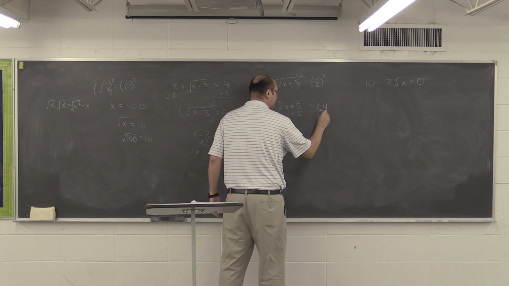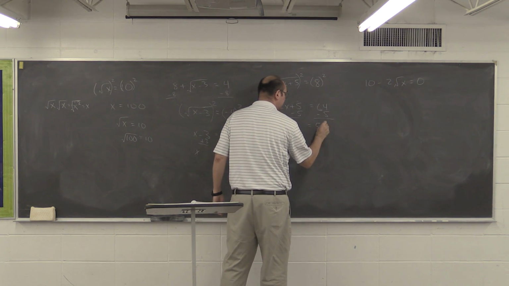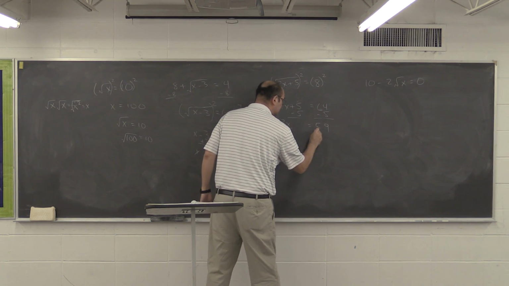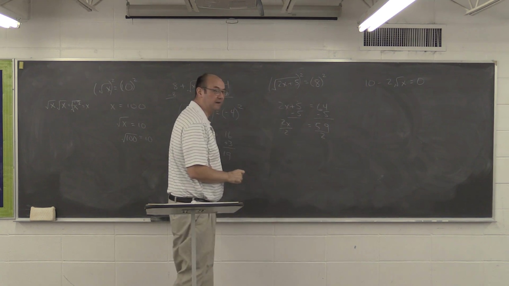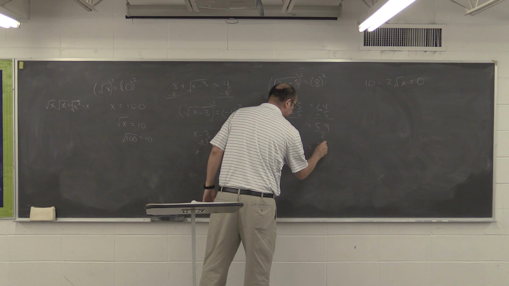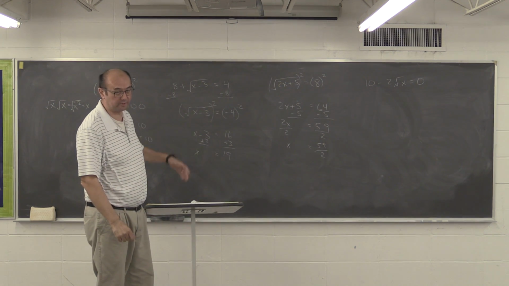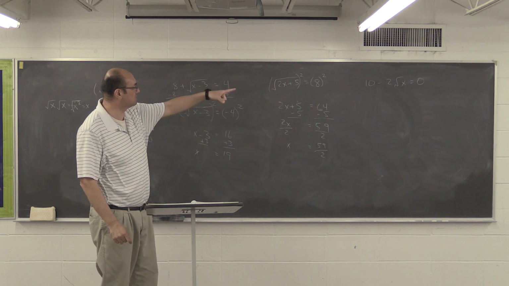We're going to subtract 5 from both sides. We get 2x is equal to 59. We divide by 2, and we get 59 halves. x is equal to 59 halves. So there's our answer. And again, it would work if you plugged it back in. All right, let's try this one here.